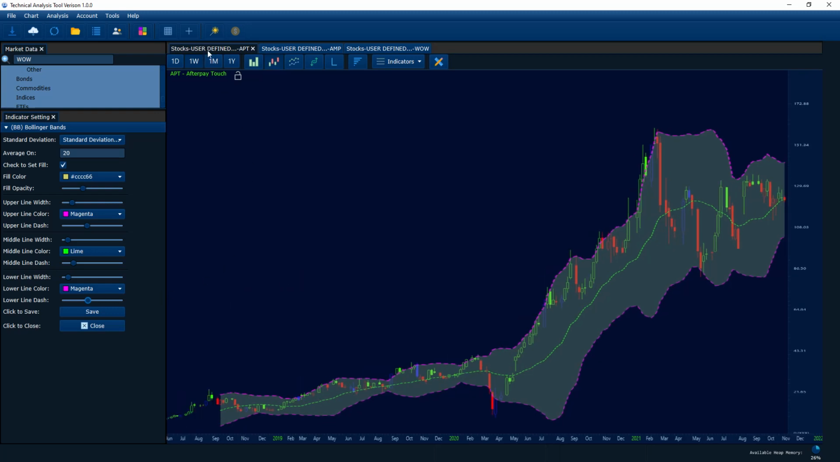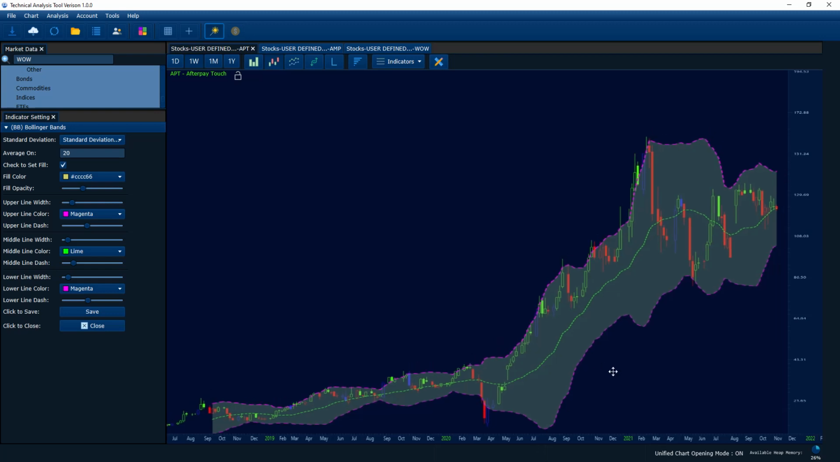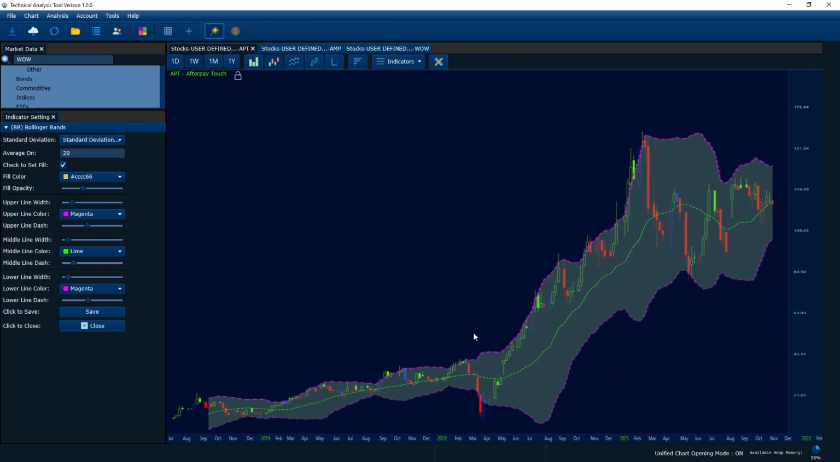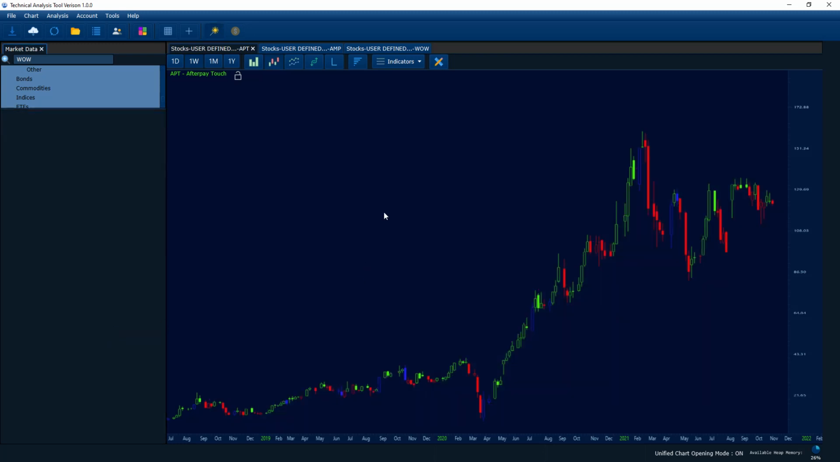Once you save it, next time if you turn on the unified chart opening mode, all the charts, once you open them, will have this style of moving average, this type of style of Bollinger Bands. We have a standalone video to introduce how to create your unified chart opening mode. You can go back to that video and check the details. Okay, let's close this.